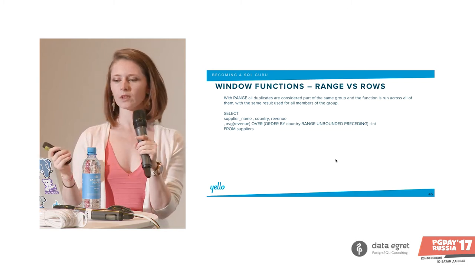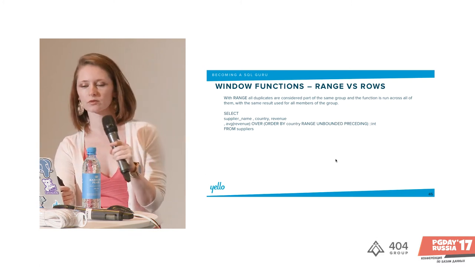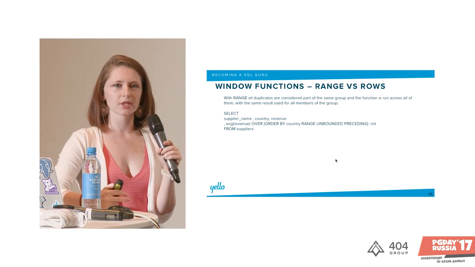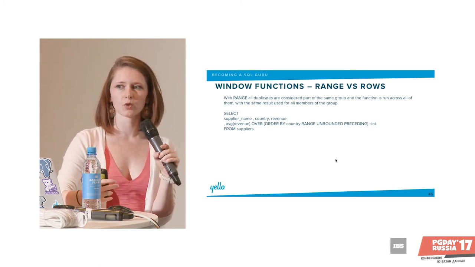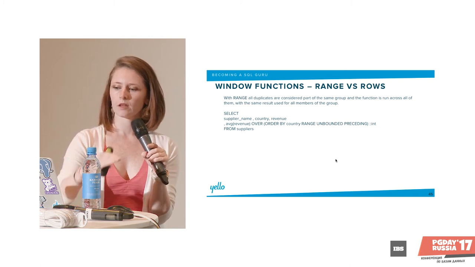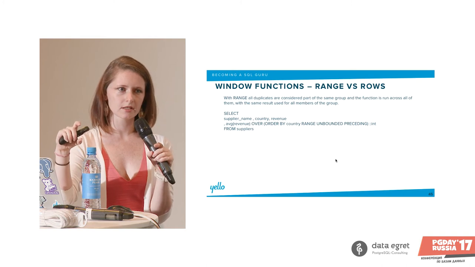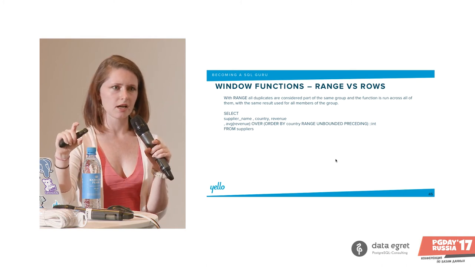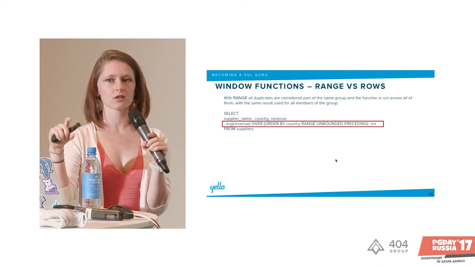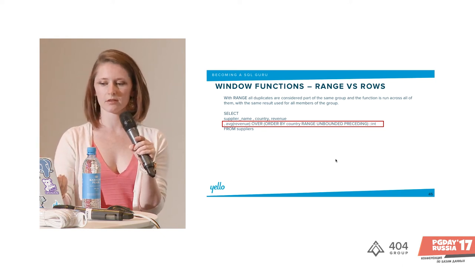Cool. Okay, so what's the difference between range and rows? This can get complicated if you don't use it often. Range treats all members of a particular group in a single instance and calculates your metric across all of them and provides the same value. So what does that mean?